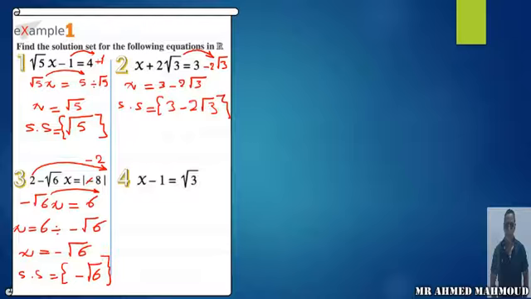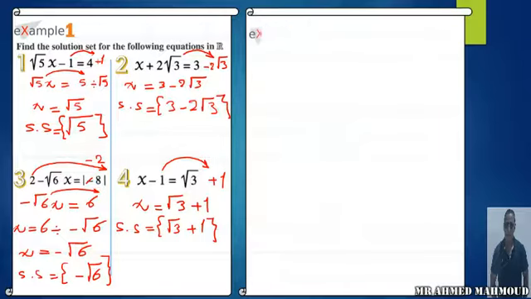Number 4, x minus 1 equal root 3. I will send minus 1 as plus 1. Then x will equal, of course, root 3 plus 1. They are unlike terms, so it will be the same without change, root 3 plus 1. Then the solution set will equal root 3 plus 1 without change.